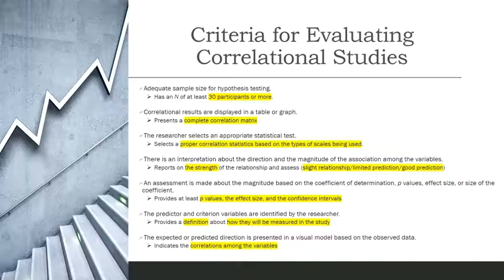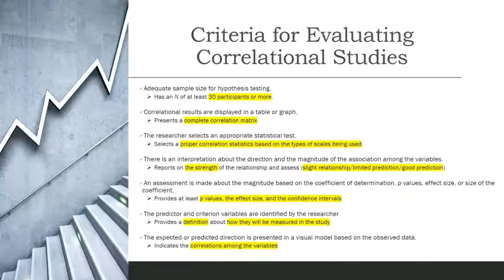I will be presenting about the criteria for evaluating correlational studies. So first of all, in order for you to evaluate correlational studies, there is an indicator for you to know whether the correlational study that you are evaluating is a high quality one or a lower quality one. So the key elements are for you to have an adequate sample size for hypothesis testing. So a high quality correlational study would have 30 participants or more.